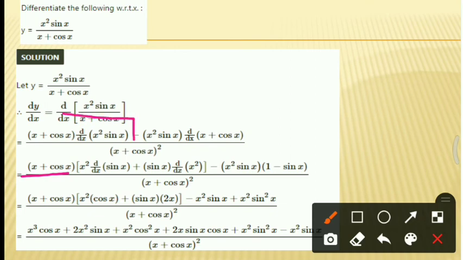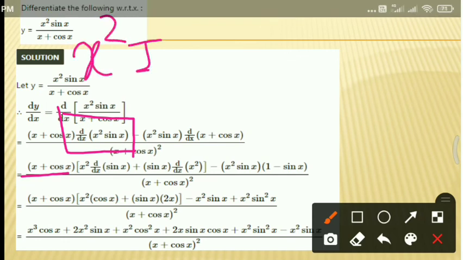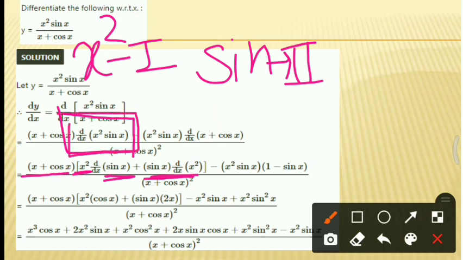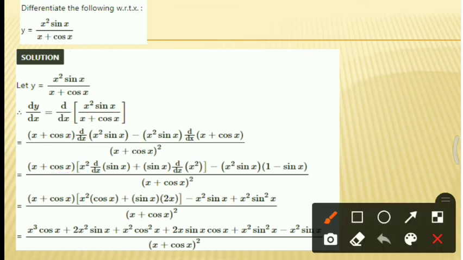Now separately we will see the d by dx of x square into sin x, with x square as first and sin x as second. So x square as it is, d by dx of sin x, the u into v rule is here, x square into d by dx of sin x plus sin x into d by dx of x square. This is the derivative of only this term. Now minus as it is, this minus is carried, x square sin x as it is.